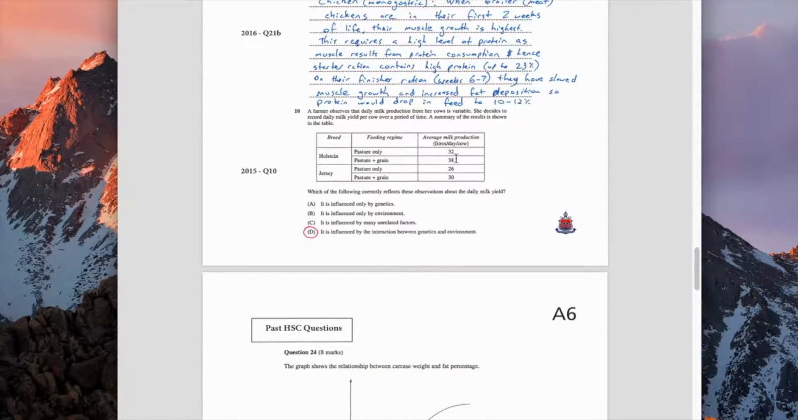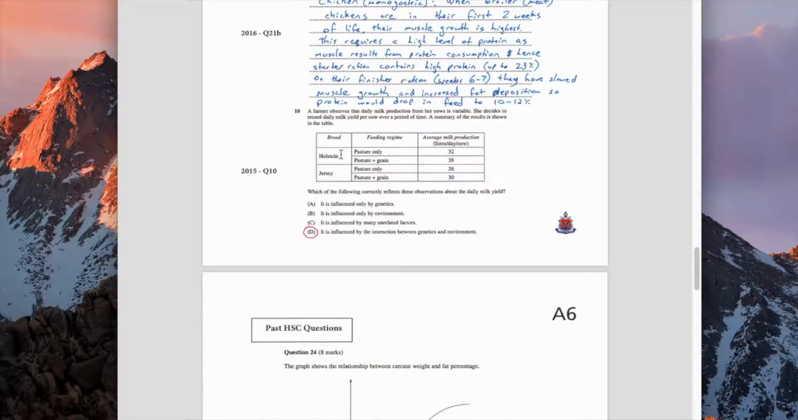And you can see there's a difference. When they're on grain, they are producing more milk per day, quite a bit more, 6 litres per day. And the Jerseys are producing more as well. So the feed or environment is having an effect on the daily milk yield. And the question is, which of the following correctly reflects these observations about the milk yield?